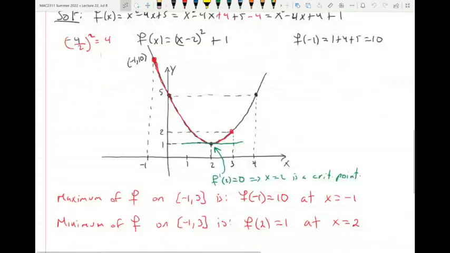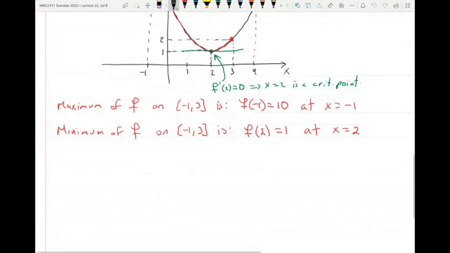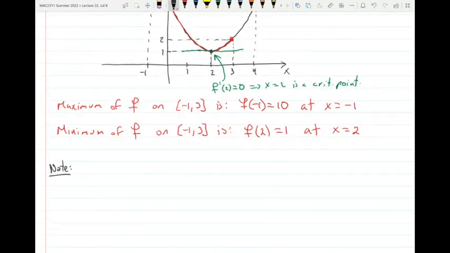Okay. So for example, let me just, for this same problem, do what I just told you so you can see how we could find these values without having to rely on the graph.